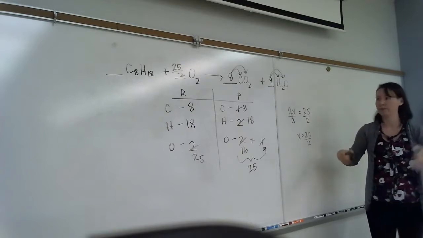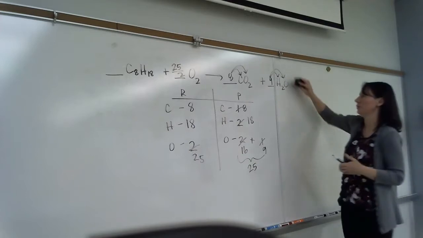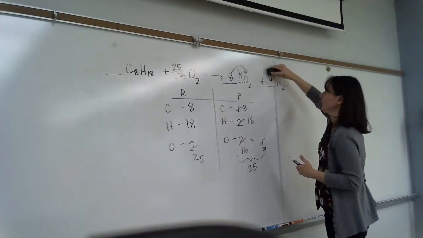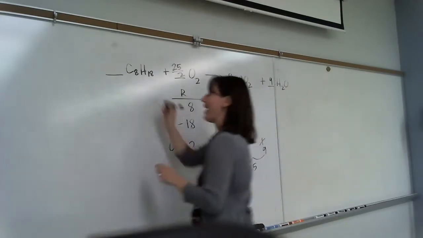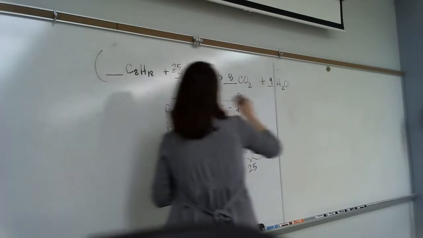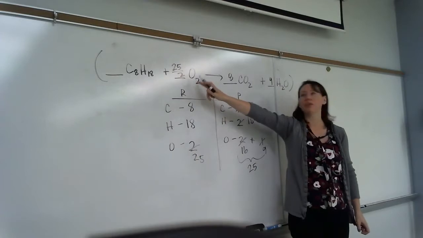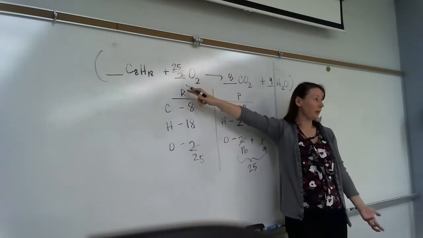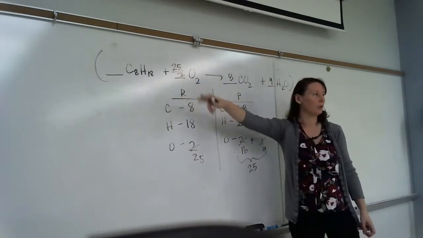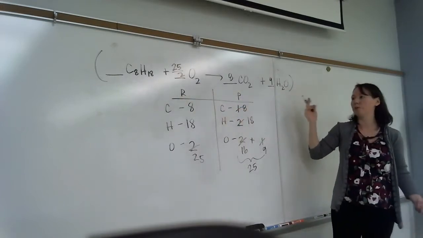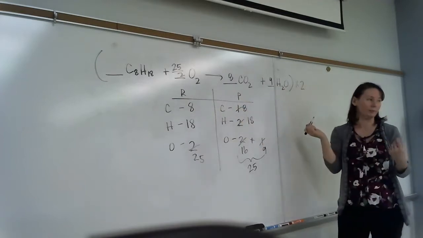You don't like fractions. So to get rid of that fraction, what we're going to do is multiply everything, the entire equation, by whatever the denominator is. So if the denominator here had been 3, we'd multiply everybody by 3. If the denominator had been 4, we'd multiply everybody by 4. Okay, so we're going to multiply everybody by 2 to get rid of that fraction.